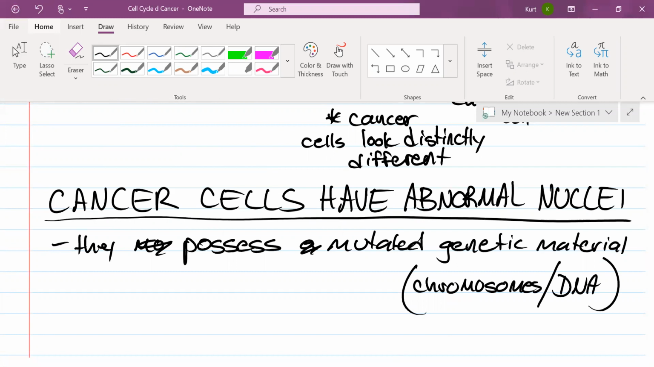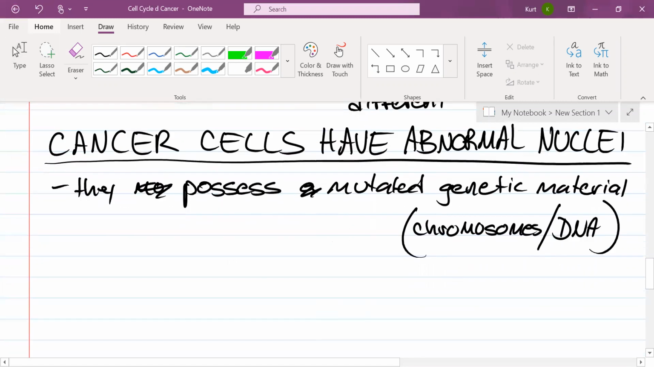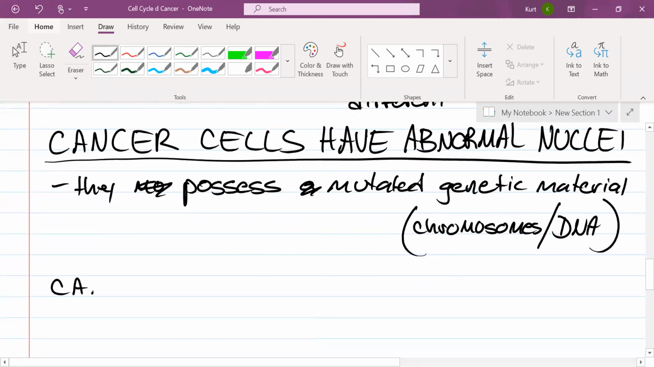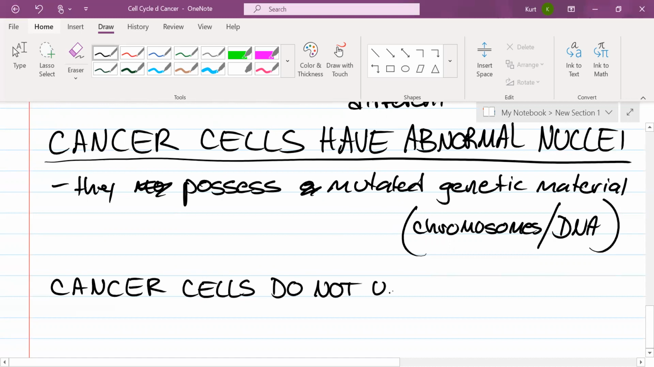Okay, moving on. Cancer cells do not undergo apoptosis.